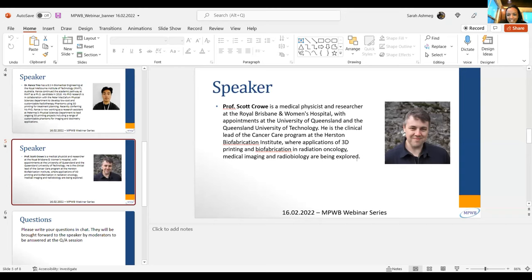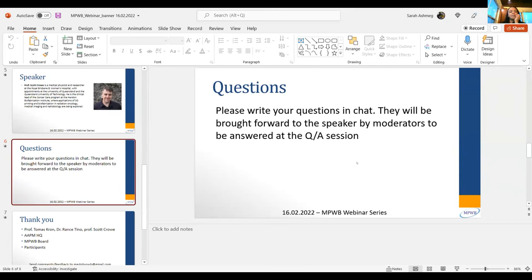Professor Crowe is a medical physicist and researcher at the Royal Brisbane and Women's Hospital with appointments at the University of Queensland and the Queensland University of Technology. He's the clinical lead of the cancer care program at the Herston Biofabrication Institute, where applications of 3D printing and biofabrication in radiation oncology, medical imaging, and radiobiology are being explored. I do look forward also to the 25 minute talk.